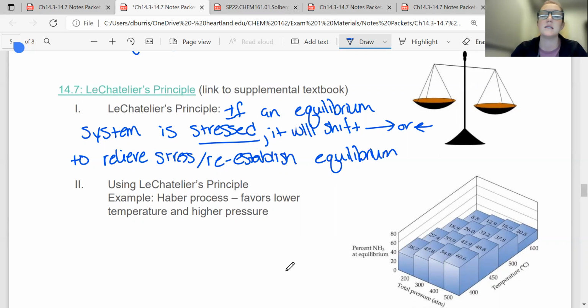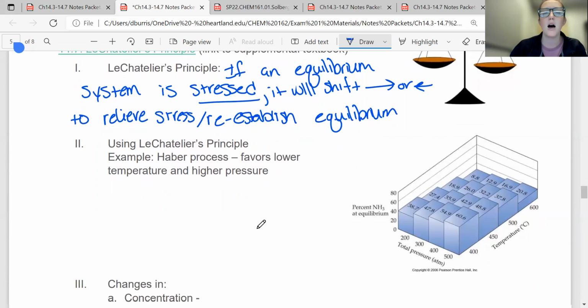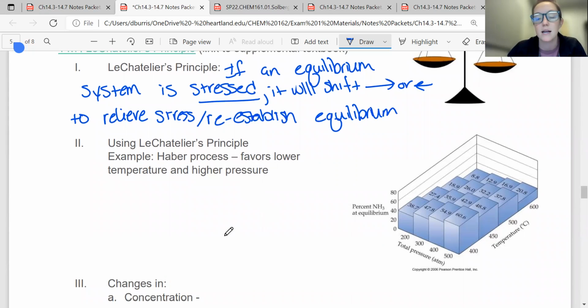So a practical use is in the Haber process, and this is how we make ammonia for fertilizer. It's an extremely important process. It's very favorable in creating ammonia at high pressures and high temperatures. So you can see at the highest temperature and highest pressure here, I'm actually producing more ammonia. So that's for this specific reaction. That's not for every reversible reaction. We're going to talk about why it works this way.